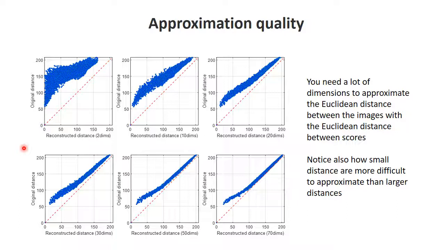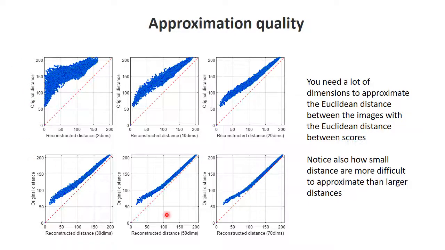So then the question is, how well am I doing this approximation? In the previous slide, I showed you a two-dimensional plane within which the images were mapped. I can calculate the two-dimensional Euclidean distance and compare that with my original, which is a very high-dimensional Euclidean distance. As you notice, in 2 dimensions I have a very poor approximation. The higher dimension I go, the better my approximation will be.